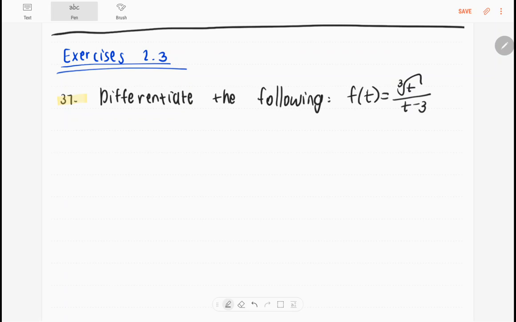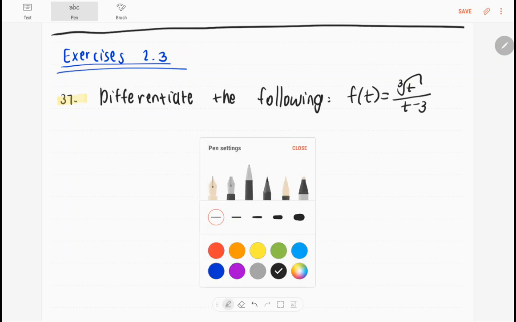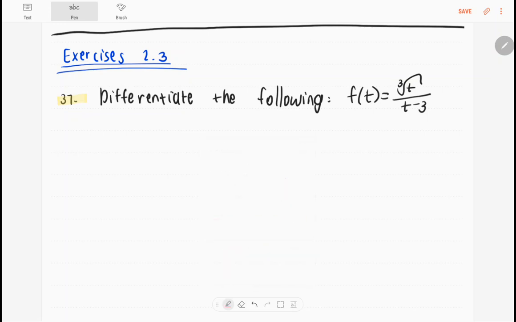So we need to use the quotient rule to differentiate this function. What does the quotient rule look like again? Well, if we have the quotient of two functions, f and g, and we want the derivative, it's going to be the bottom multiplied by the derivative of the top, minus the derivative of the bottom multiplied by the top, over the bottom squared.